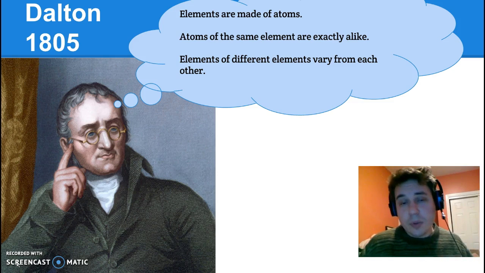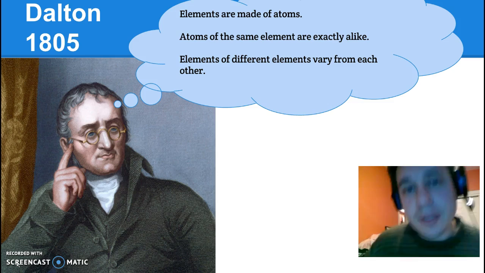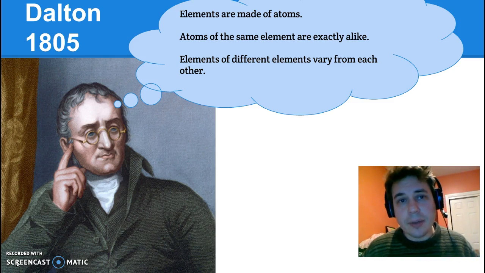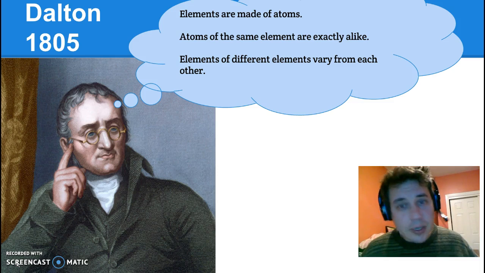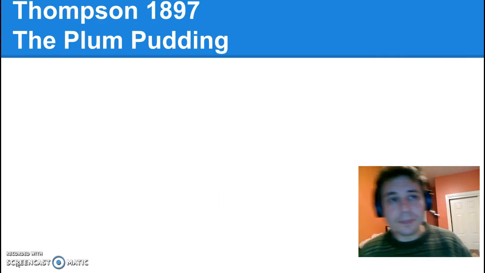He didn't know what protons were, he didn't know what electrons were, but he imagined that the atoms of the same elements were really similar to each other. He also imagined that atoms of different elements were different from each other. He didn't know how or why, but that was where his thought process was going. That led us forward until we actually started figuring out what some of those subatomic particles were.